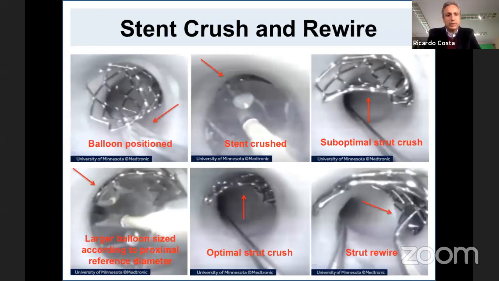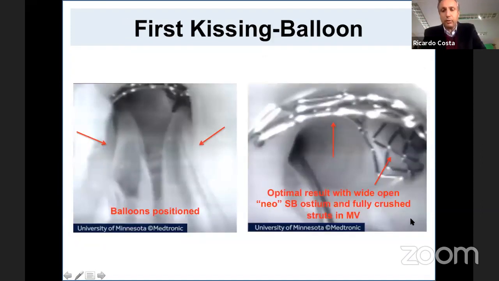So some critical steps: the balloon positioning, once you perform the first crushing, this is stent crush. You can be suboptimal. So do a POT here, then you can have the optimal crush before recrossing to the side branch, and a strut rewire more distally might avoid you having crushing at the carina segment. You want to avoid excessive metal in this particular location.